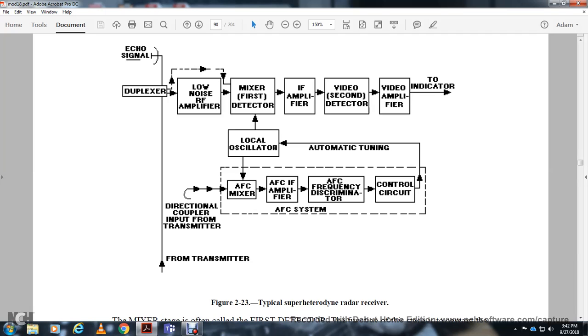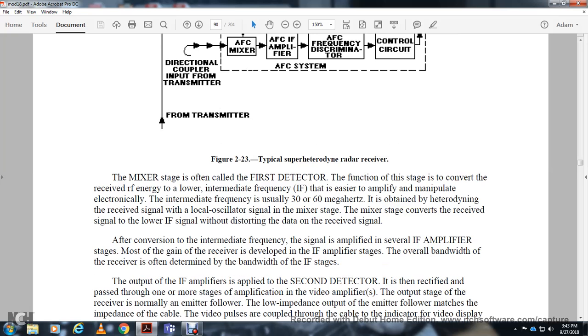You have the directional coupler output from the transmitter, the AFC amplifier, the AFC discriminator, and the control circuit with the automatically tuned local oscillator. The mixer stage performs the first important function of the receiver: converting the radio frequency to a lower intermediate frequency, which is then amplified, typically at 30 to 60 megahertz.